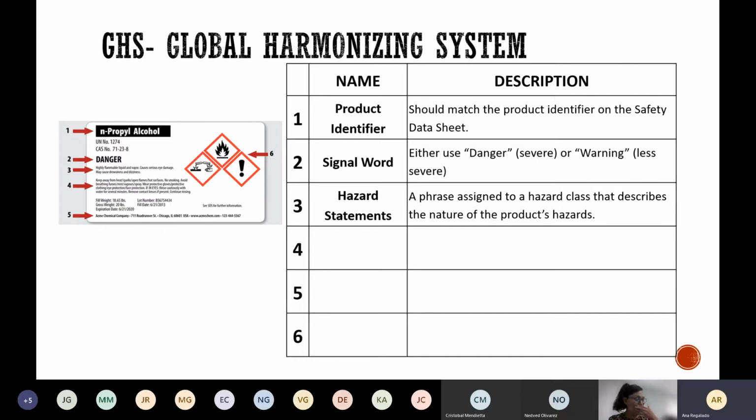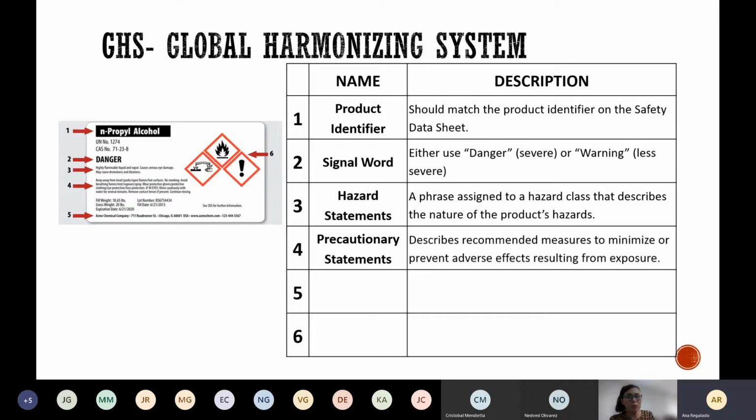Right under it is going to be the precautionary statement. This is also a statement, but this one's telling you how to prevent injuries, how to prevent accidents, and what kind of protective gear to wear. For example, here it'll tell you if you should wear goggles, if you should wear gloves, if you should use it in a ventilated area. Those kinds of statements are the precautionary statements.